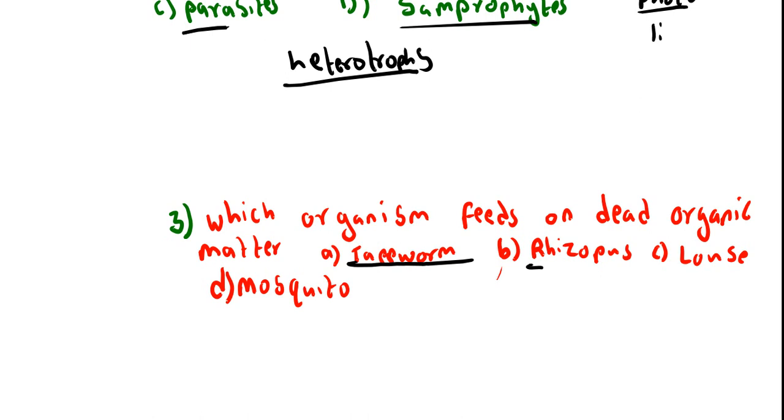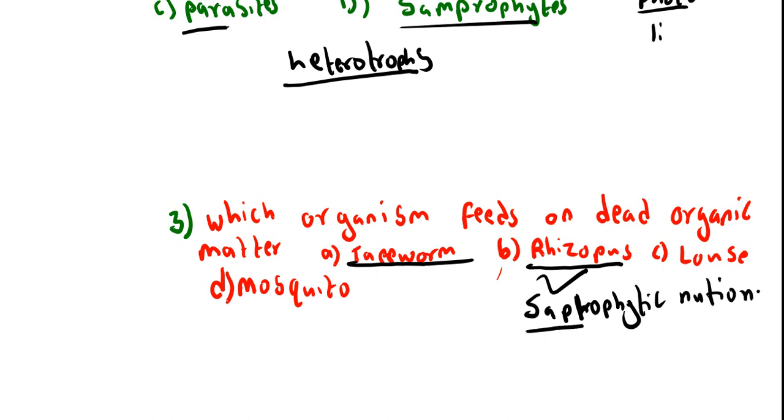Then we've got rhizopus. Which organism feeds on dead decayed matter? The answer is rhizopus. Rhizopus carries out what is known as saprophytic nutrition. We're going to discuss the rhizopus in detail in part 2 of these videos.